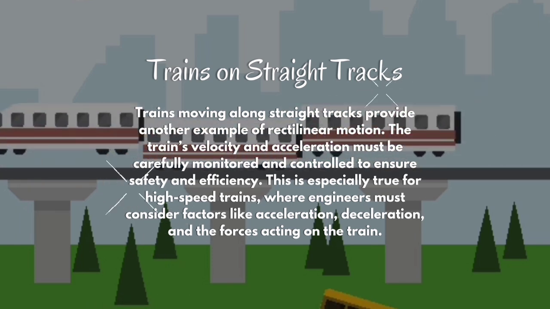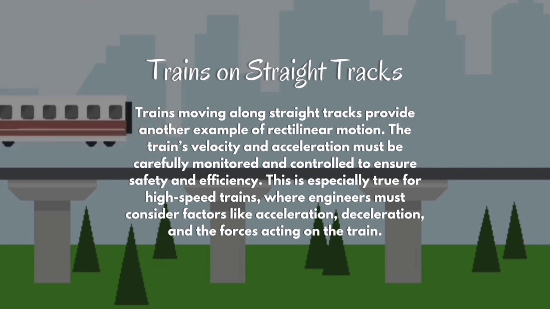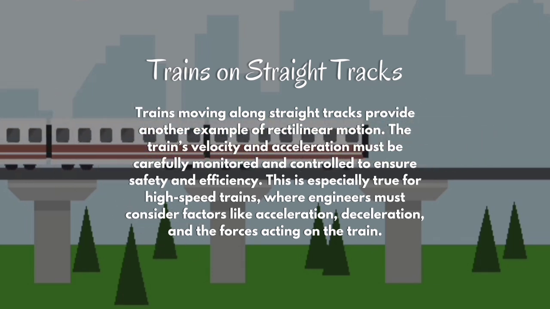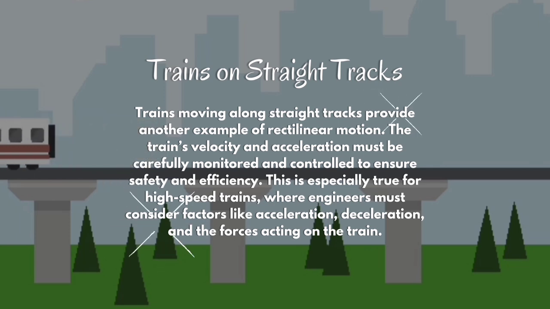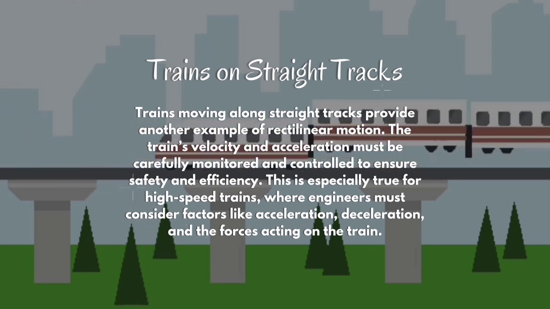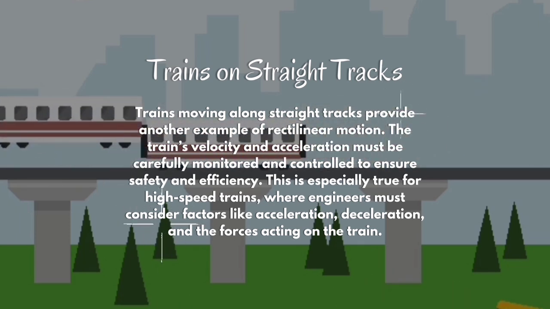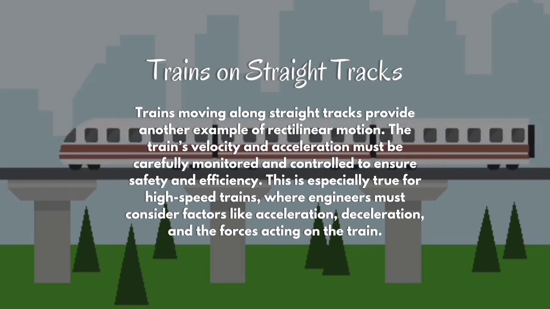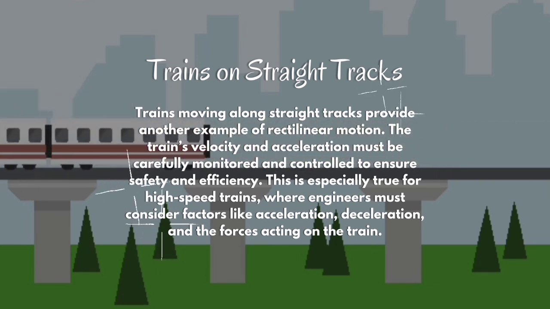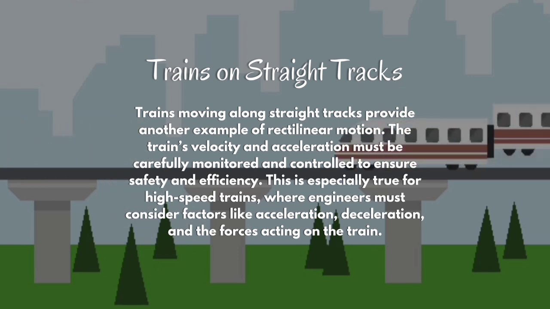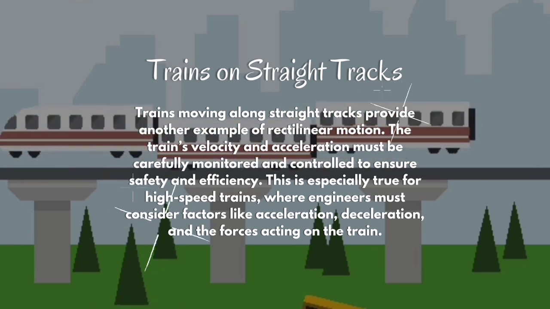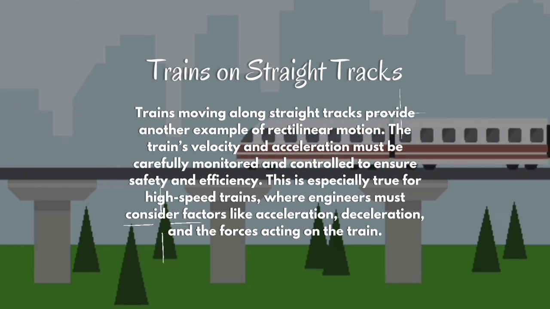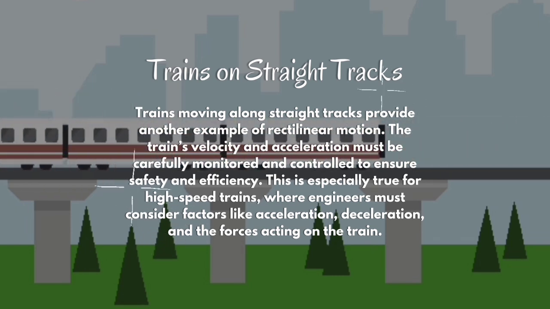Trains moving along straight tracks provide another example of rectilinear motion. The train's velocity and acceleration must be carefully monitored and controlled to ensure safety and efficiency. This is especially true for high-speed trains, where engineers must consider factors like acceleration, deceleration, and the forces acting on the train.